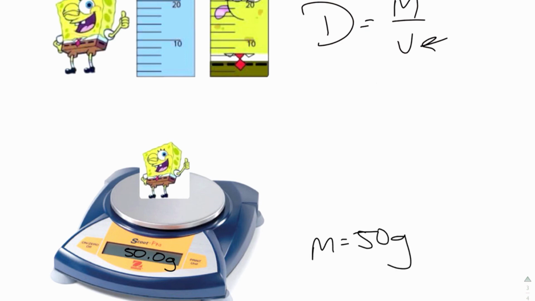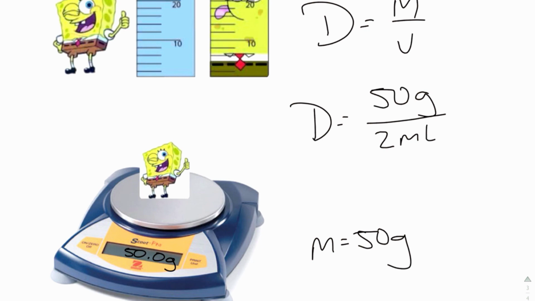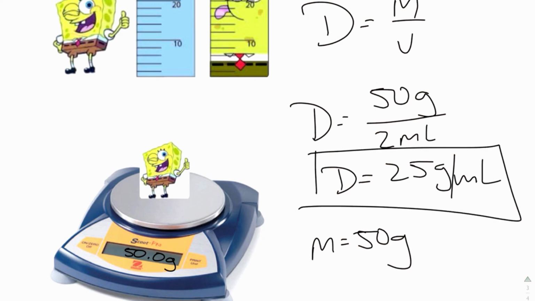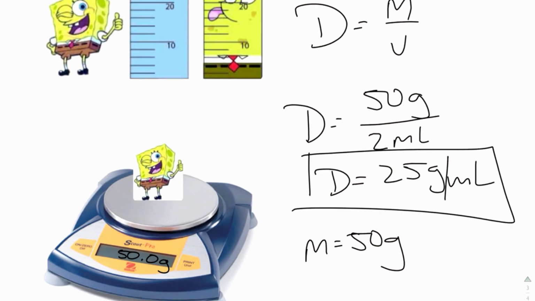So now if we go back to our equation, density equals mass over volume, we can plug a few things in here. We know that the density will be the mass of SpongeBob, which is 50 grams, divided by the volume of SpongeBob, which is 2 milliliters. And that means that the density of SpongeBob is going to be 25 grams per milliliter. It turns out SpongeBob is pretty dense. So that about wraps up our investigation on density.